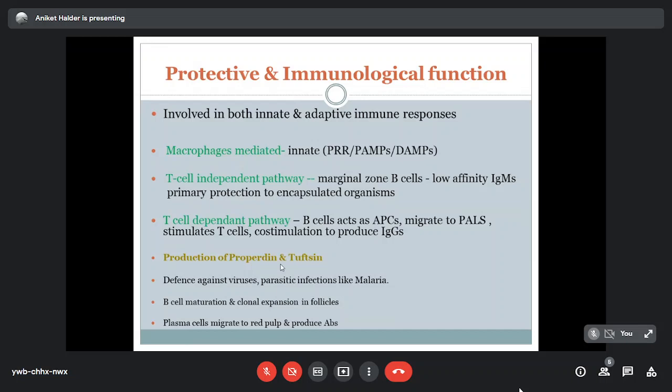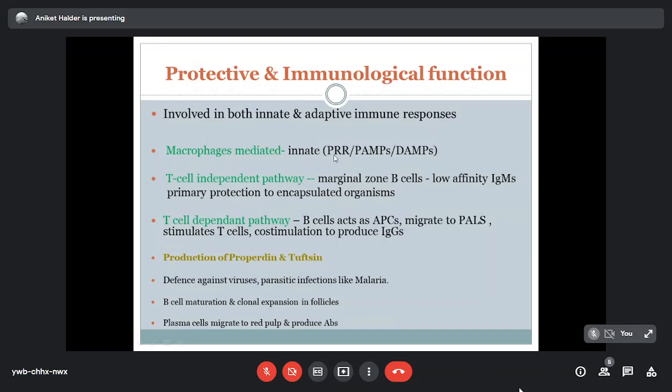So all the bloodborne pathogens enter the spleen, and the main components of the innate immune system are the macrophages and the marginal zone B cells. As I had said earlier, the marginal zone B cells and the macrophages present in the marginal zone are involved in the innate immune system, which is the primary immune component or the barrier immunity. So how are the macrophages involved in the innate immune system? The macrophages present in the marginal zones have specific receptors, which are called the pattern recognition receptors.